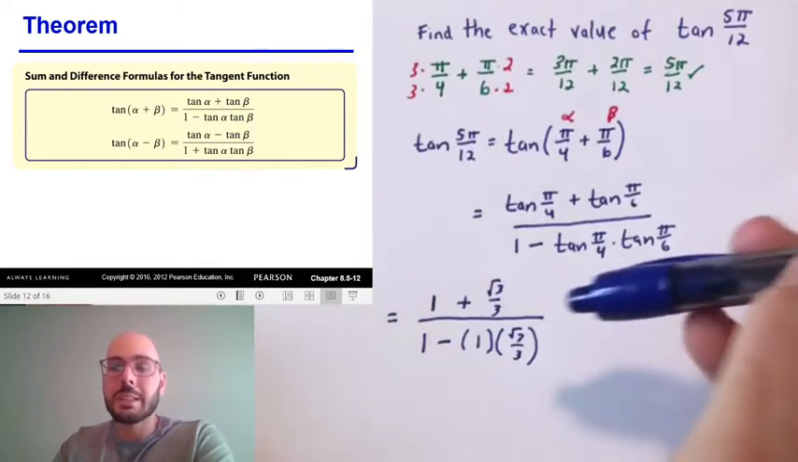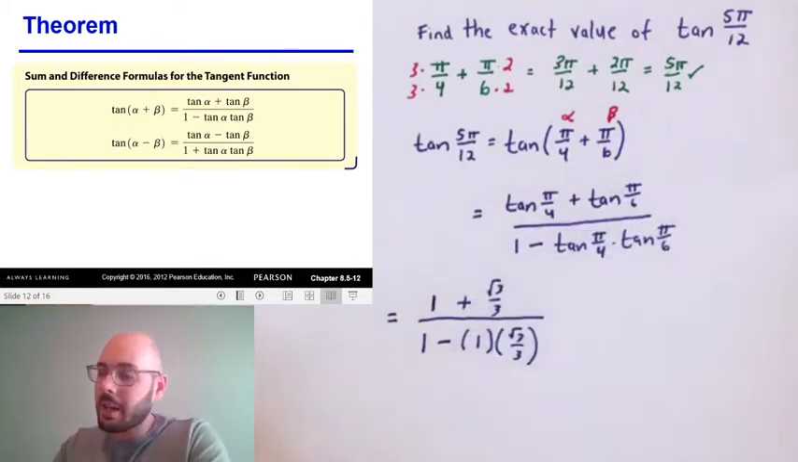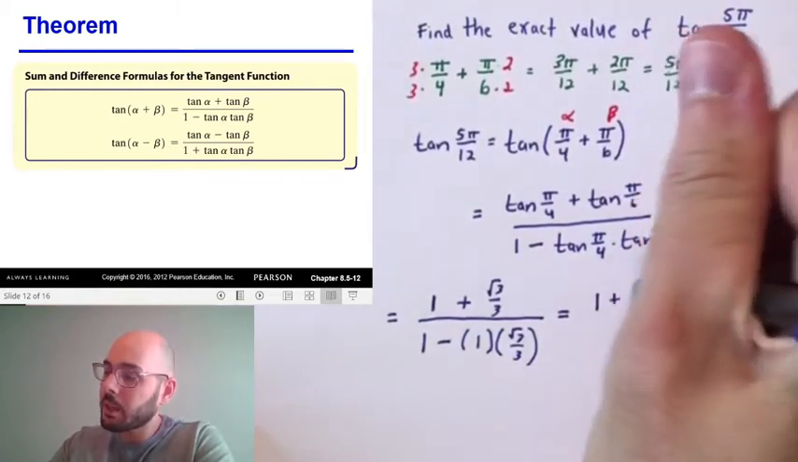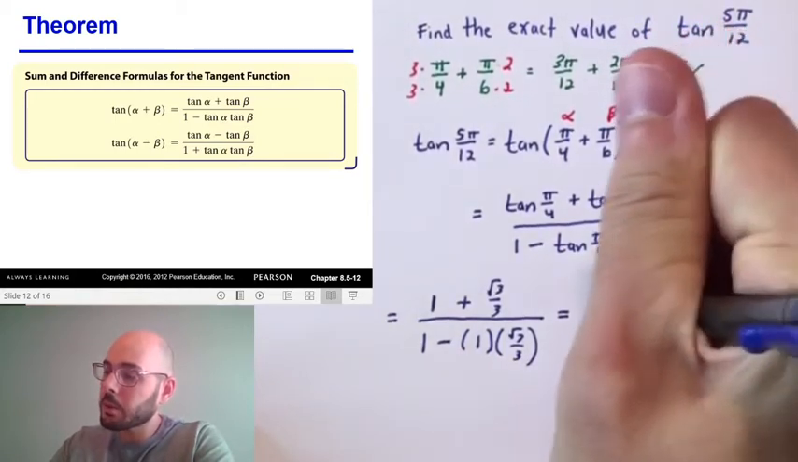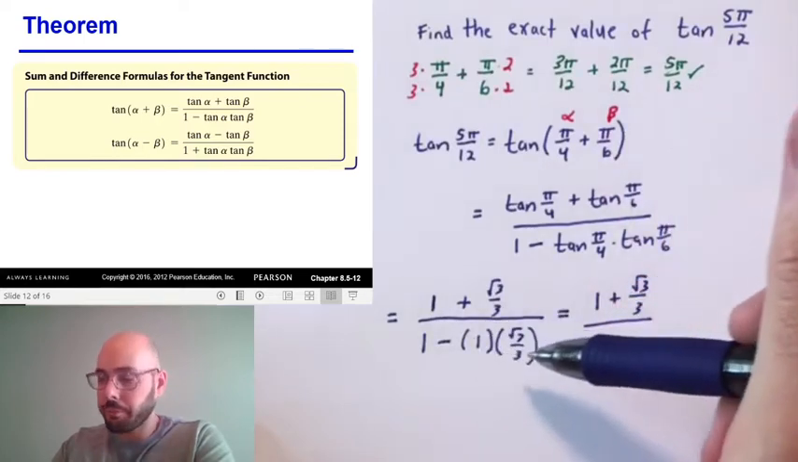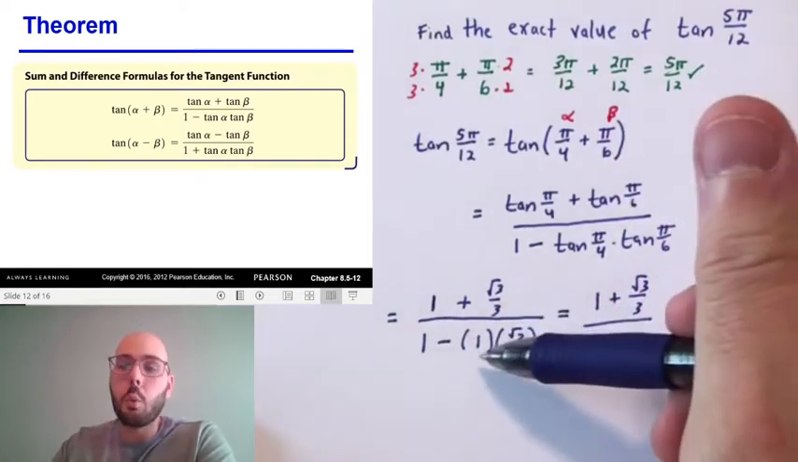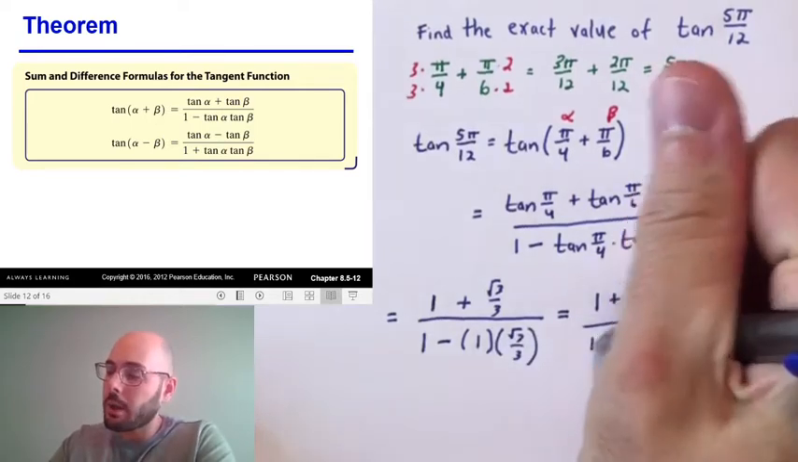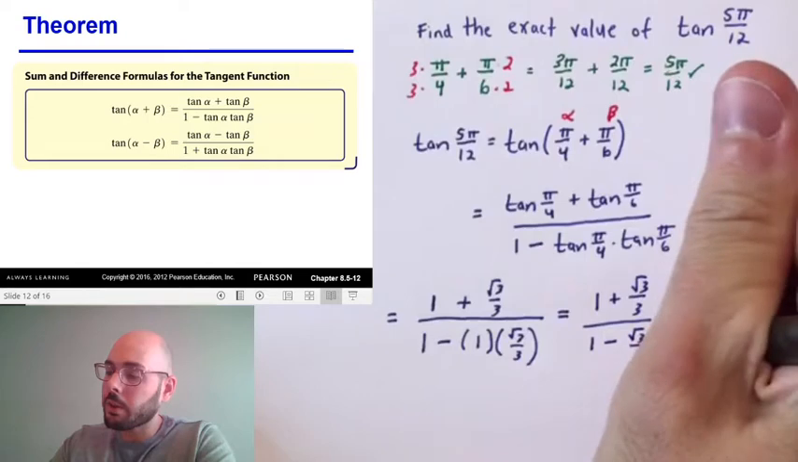Okay, so that simplified nicely. It's still not that cute, but we're going to do our best. So on the top, I'm going to leave that alone for now. 1 plus square root 3 over 3. On the bottom, we want to simplify this a little bit, so use order of operations. 1 times square root 3 over 3 is just square root 3 over 3. So I have a 1 minus square root 3 over 3 on the bottom.